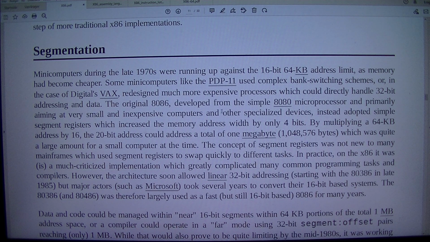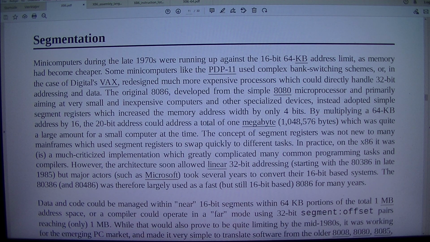The original 8086, developed from the simple 8080 microprocessor and primarily aiming at very small and inexpensive computers and other specialized devices, instead adopted simple segment registers which increased the memory address width by only 4 bits. By multiplying a 64K address by 16, the 20-bit address could address a total of 1 megabyte, 1,048,576 bytes, which was quite a large amount for a small computer at the time.